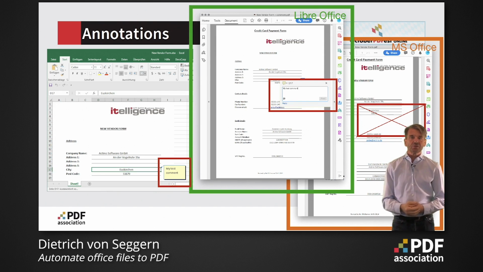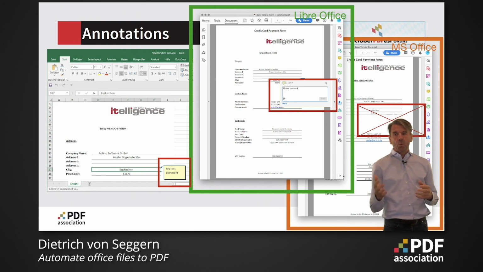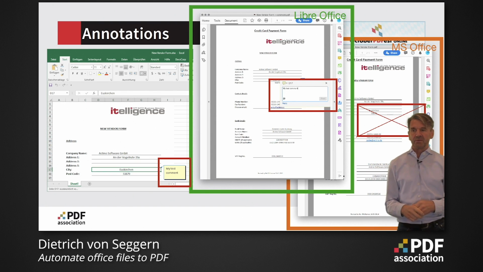With annotations, we have the same here. On the left-hand side, we see an Excel spreadsheet with a comment, and when we use LibreOffice, that comment shows up as a PDF comment, while when we are using Microsoft Office, that comment is missing altogether.